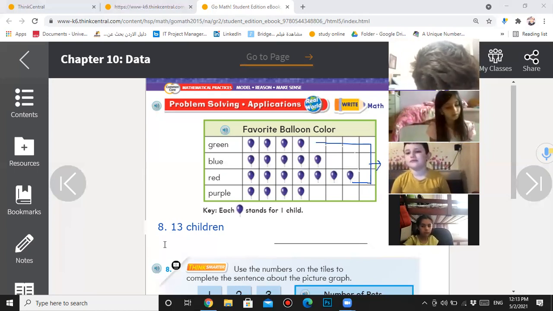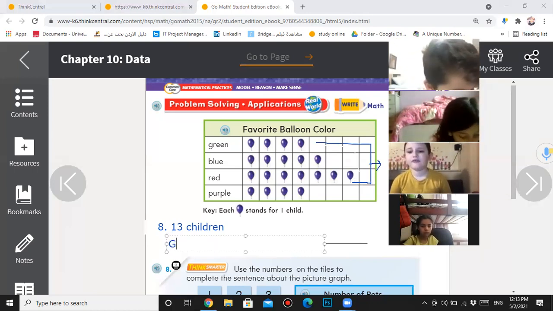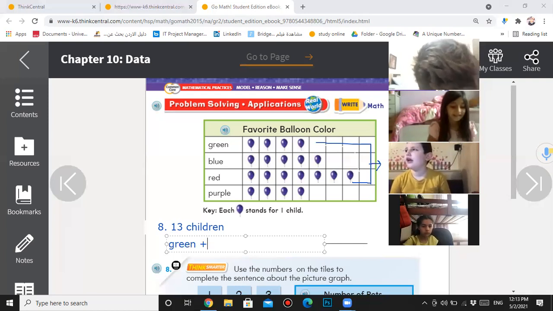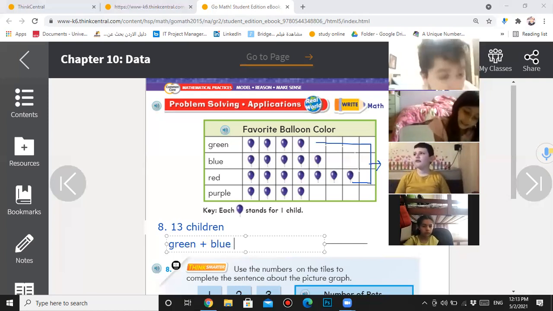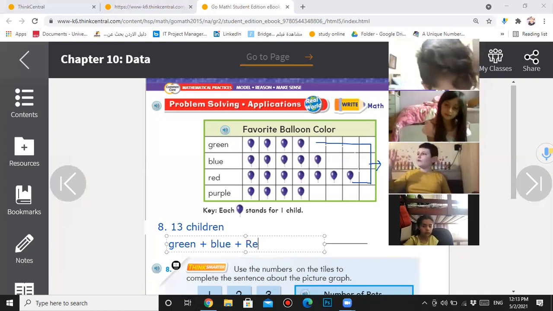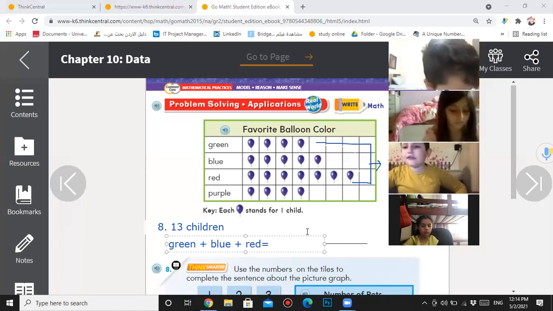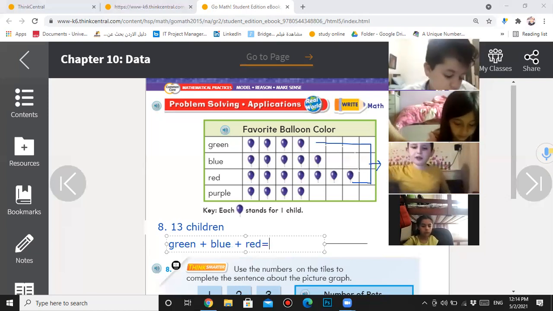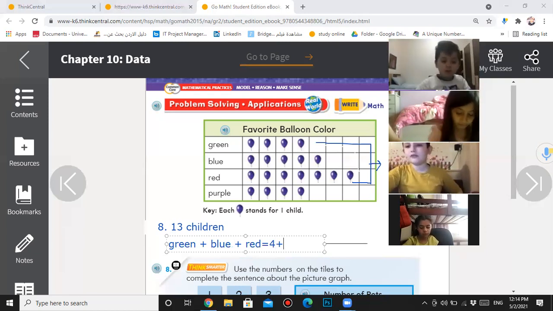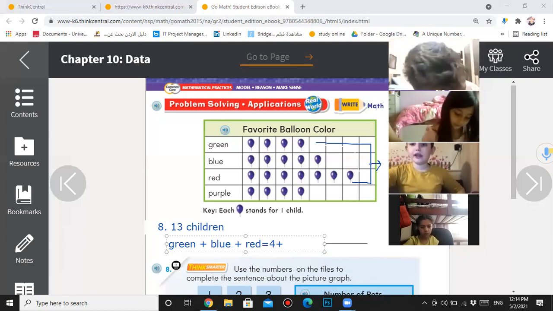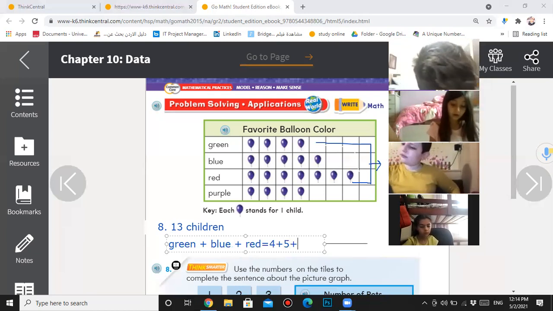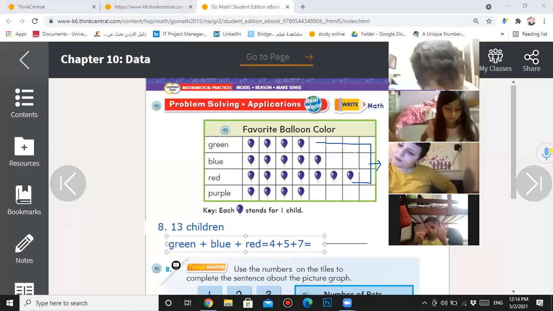For example, first trial, we're going to add green plus blue plus red. How many balloons in green? Four. Plus how many blue? Five. What about red? Seven. Can you add them? Let's see what the answer is. We are just trying, guys.